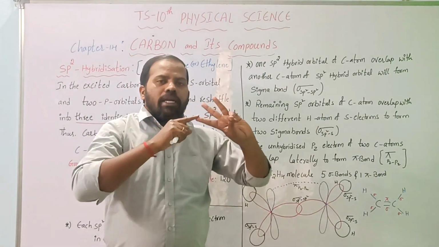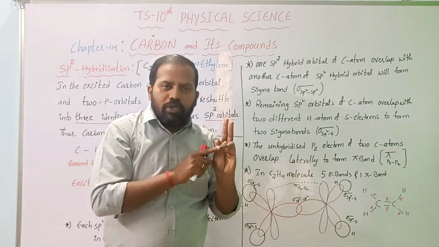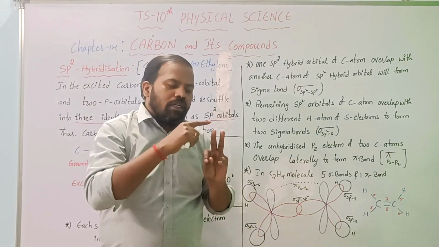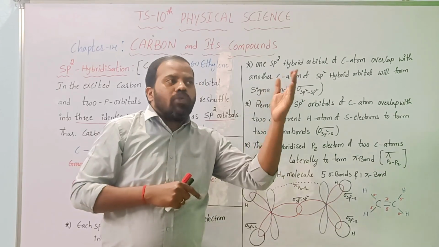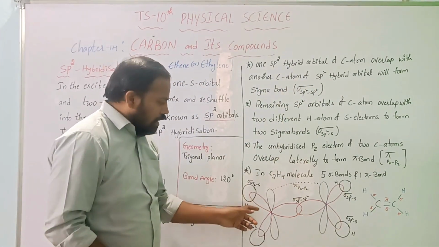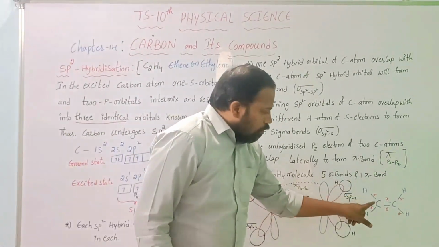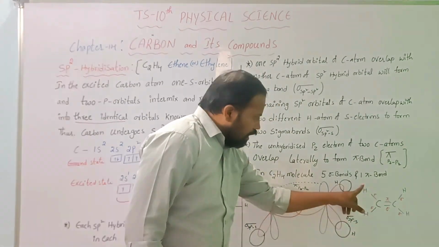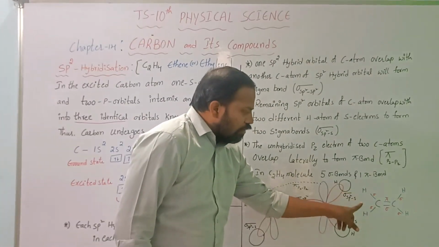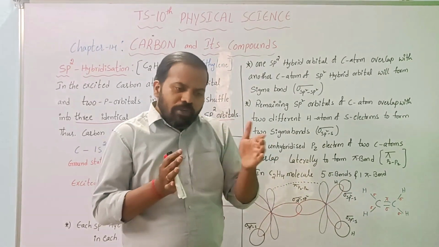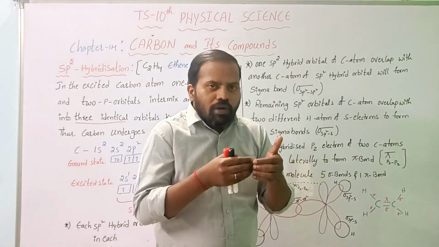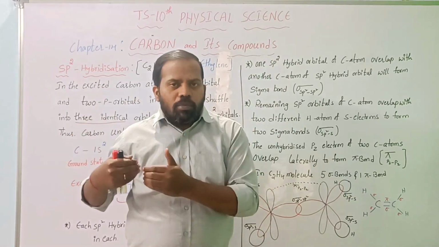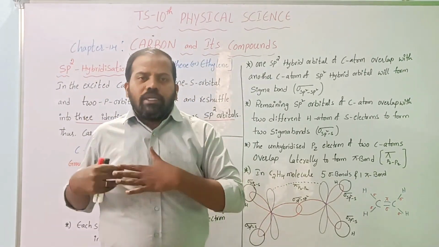In this, one hybrid orbital is already attached to the other carbon's sp2 hybrid orbital. The next 2 hybrid orbitals bond with 2 different hydrogen atoms. You can see in the diagram. The carbon atom with another carbon forms one sigma bond, and the remaining 2 hybrid orbitals bond with 2 different hydrogens. First it forms the sigma bond with the hybrid orbital, then the remaining 2 hybrid orbitals bond with 2 different hydrogen atoms.